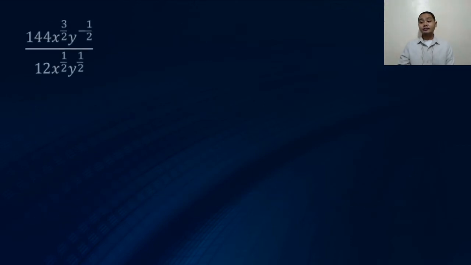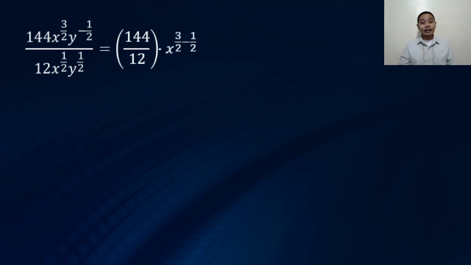Fourth example tayo. So, we have 144 x raised to 3 halves y raised to negative 1/2 over 12 x raised to 1/2 y raised to 1/2. So, again, gagawin ko niya dito yung numbers natin, yung 144 at saka yung 12, i-isolate natin sila. So that will be 144 over 12. Tapos, sa letter X at saka sa letter Y, i-apply natin dyan yung quotient rule. So yung X, yung magiging exponent niya, 3 halves minus 1/2. Yung Y naman, yung magiging exponent niya, that will be negative 1/2 minus 1/2. Okay, yun yung exponent niya, no?